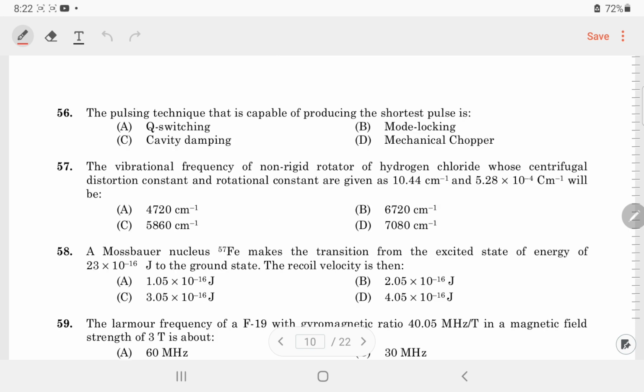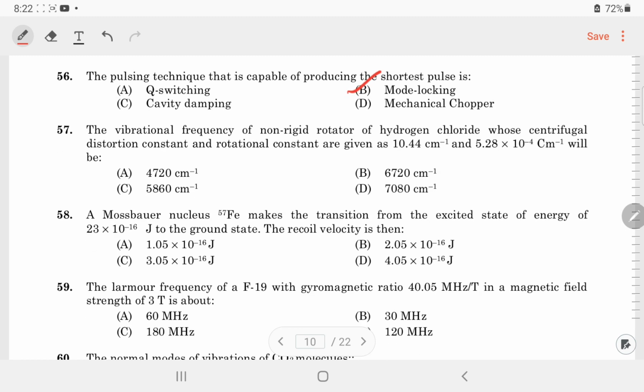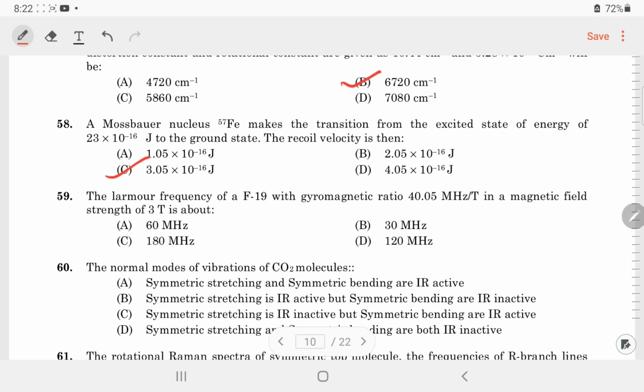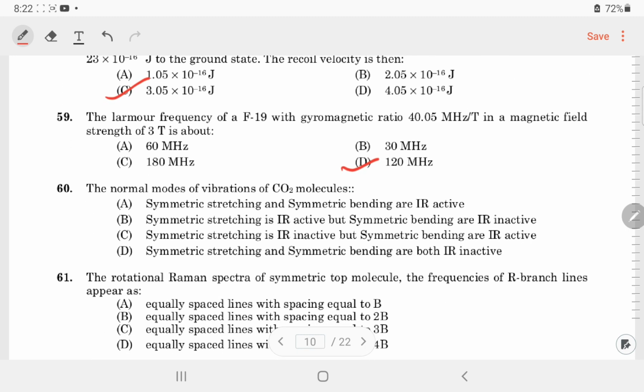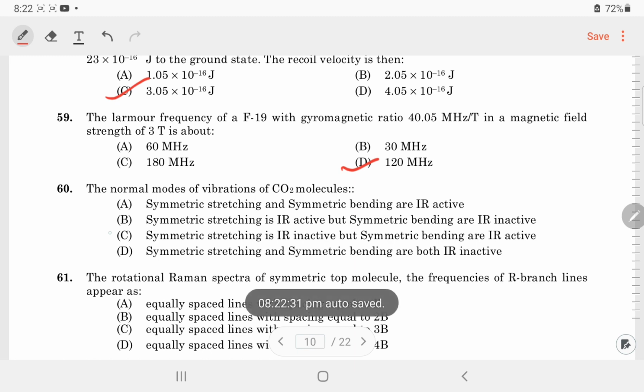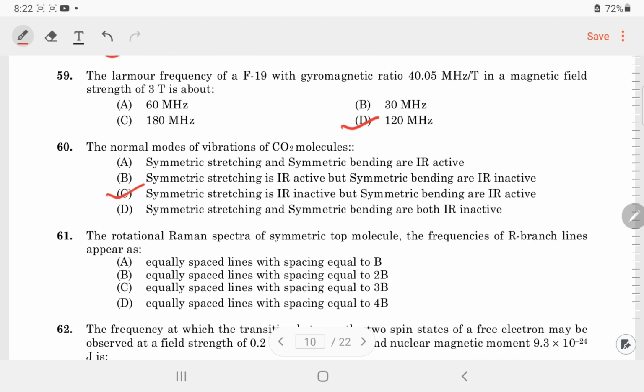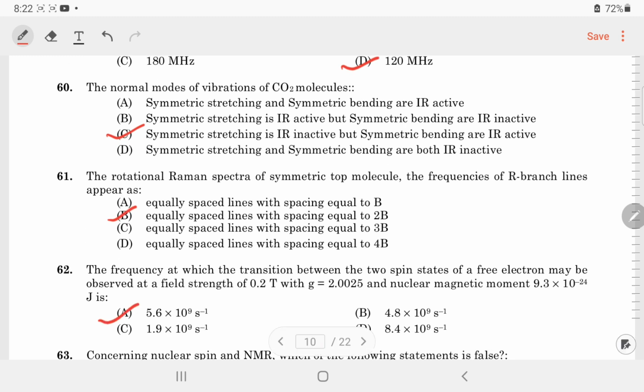Question number 56. That is the pulsing technique that is capable of producing the shortest pulses. The answer is option B, mode locking. 57, option B. 58, option C. 59, option D. 60, option C. 61, option B. 62, option A.